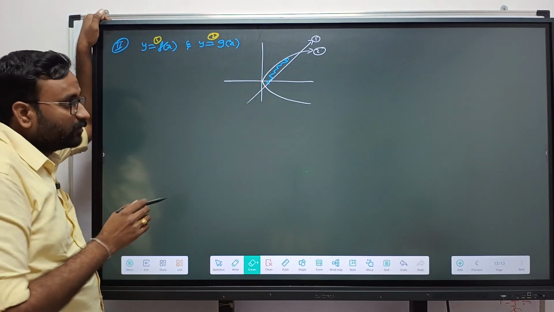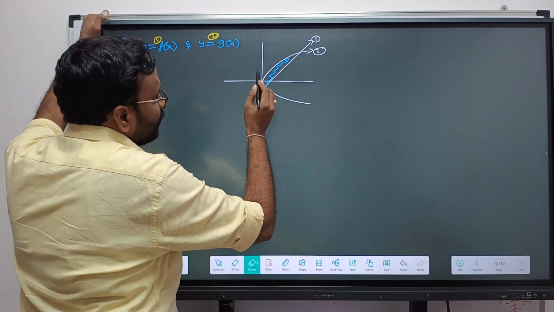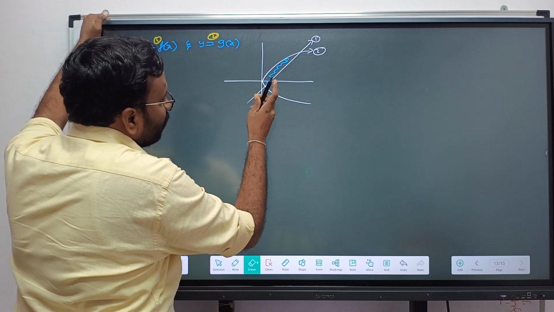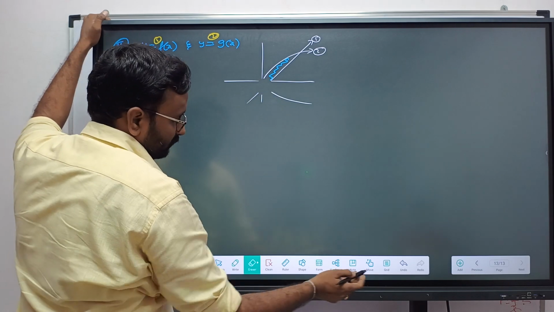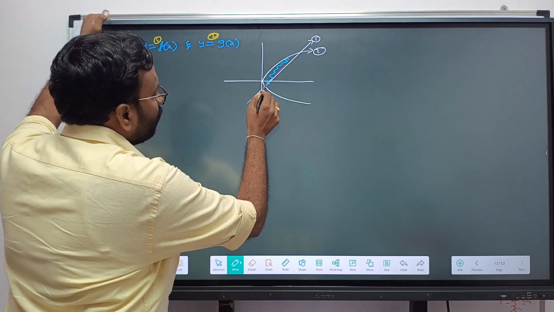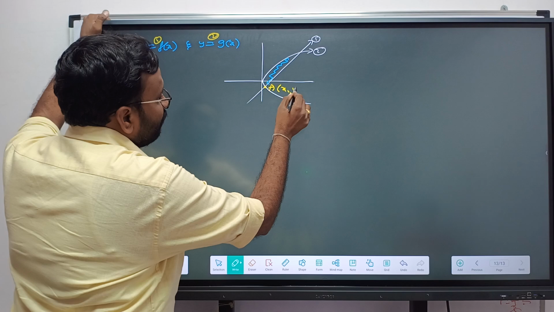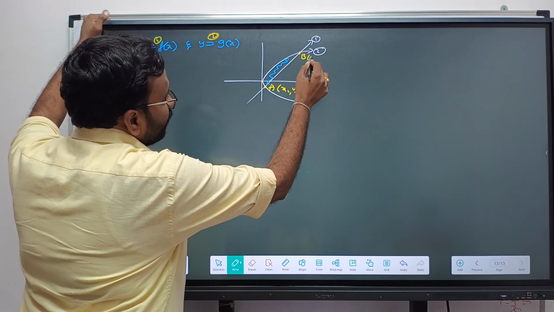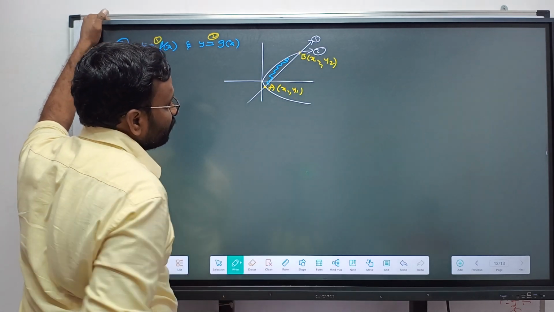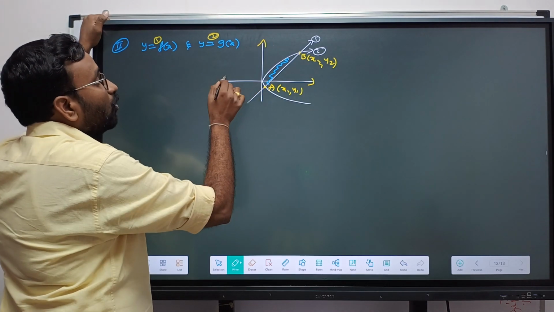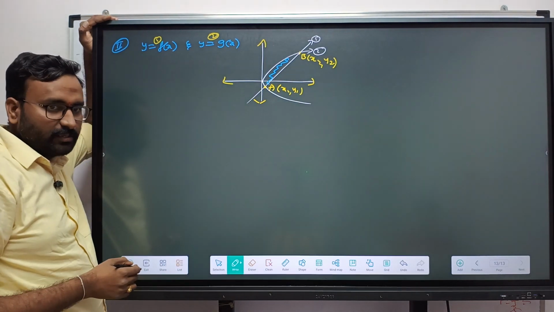the proof. To find this area we need to know, first of all, the points of intersection. First what we have to know? Point of intersection, that only is the boundary. Suppose A (x1, y1), B (x2, y2). Compulsorily we have to know the boundaries, otherwise we can't find the area, right?